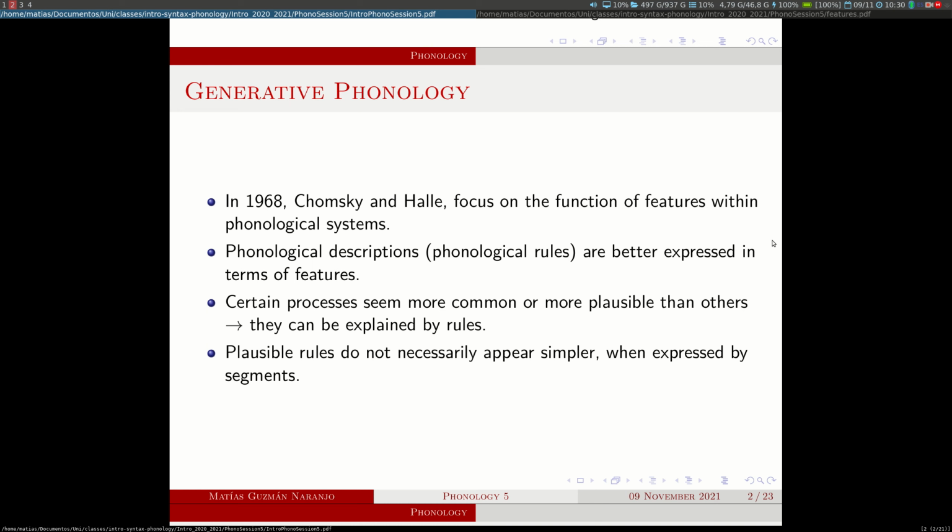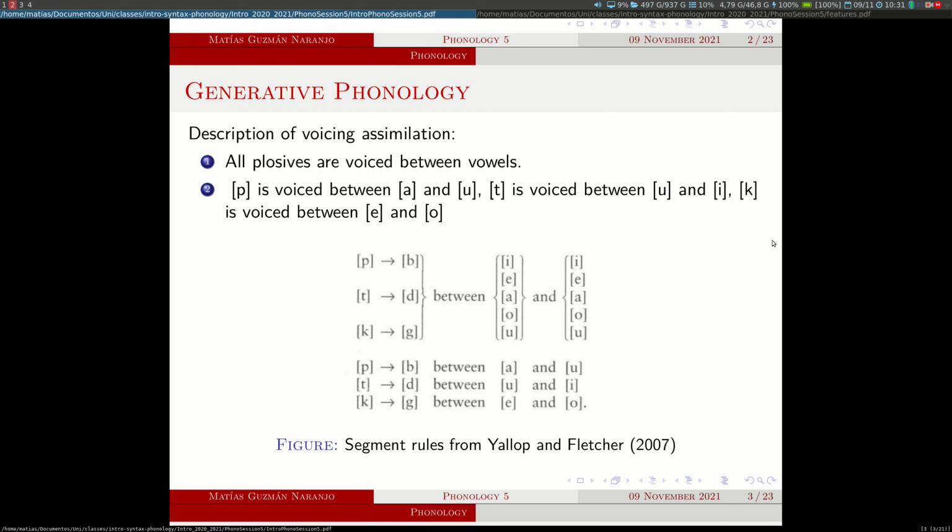Now, those rules you want to write in a fashion that's likely to be correct and compact and precise. And for that, the best way to do things is to use features. So, what are we talking about here?